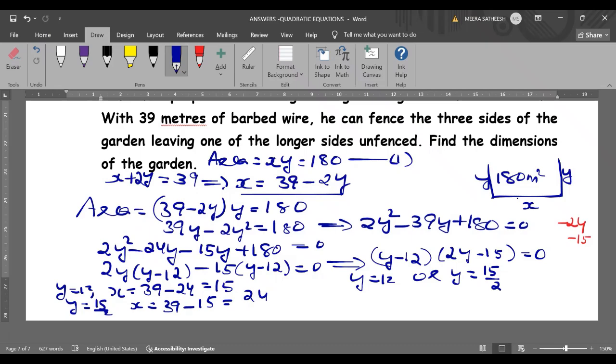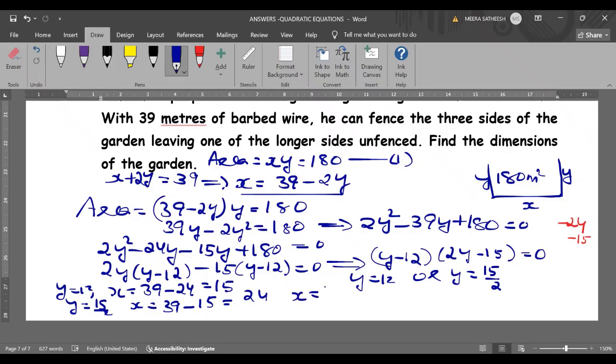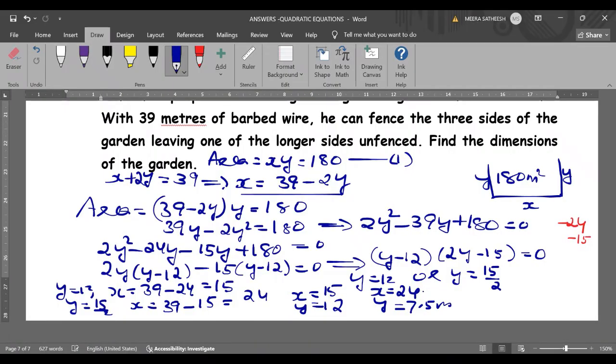In both cases, check: x should be the longer side as given. When y is 12, x is 15, longer. When y is 15 by 2, x is 24. In both the cases, x is longer only. So two possible answers are there. When x equal to 15, y equal to 12, one possible answer. x equal to 24, y equal to 7.5, another answer. So these are the dimensions. You can put meter there.